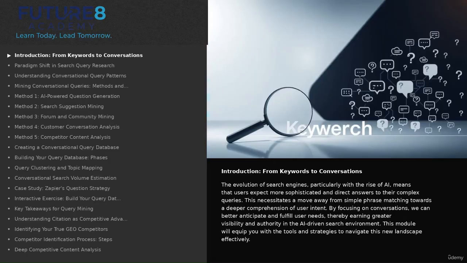The evolution of search engines, particularly with the rise of AI, means that users expect more sophisticated and direct answers to their complex queries. This necessitates a move away from simple phrase matching towards a deeper comprehension of user intent. By focusing on conversations, we can better anticipate and fulfill user needs, thereby earning greater visibility and authority in the AI-driven search environment. This module will equip you with the tools and strategies to navigate this new landscape effectively.